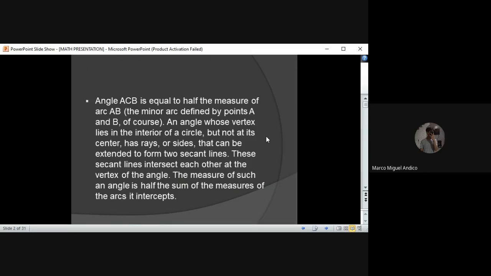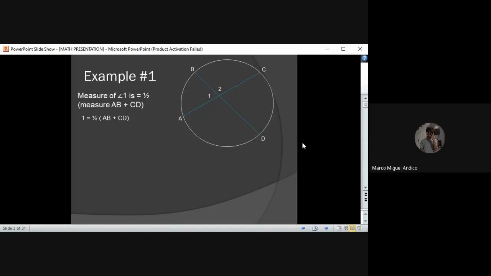So bali daw po yung arc AB dapat po half siya ng... Hindi po. Ganito. Arc CD is half of AB. Yun po. So let's slide. So I have an example number 1. As you can see, the intersecting chords here are AC and BD.